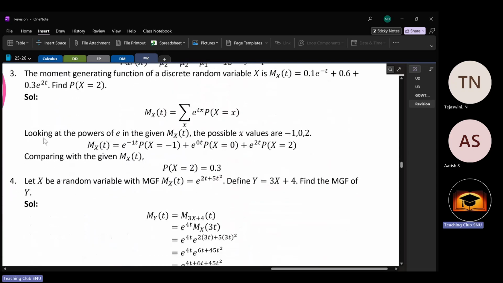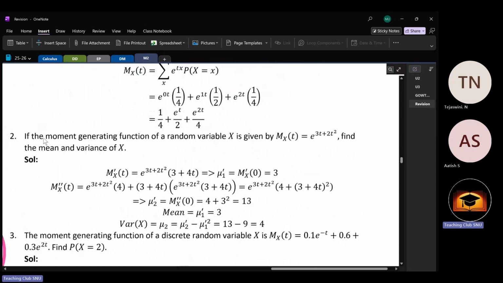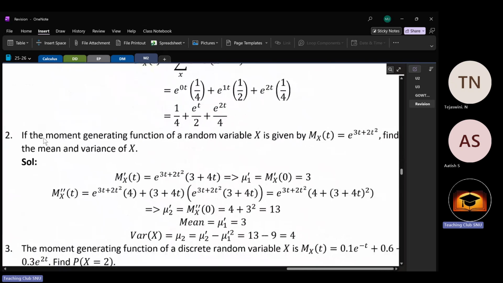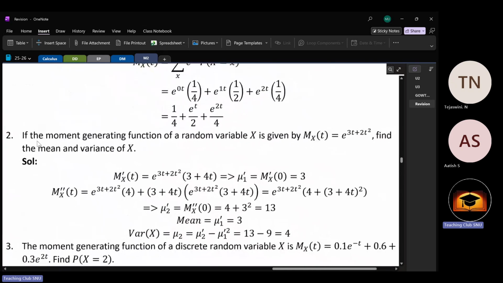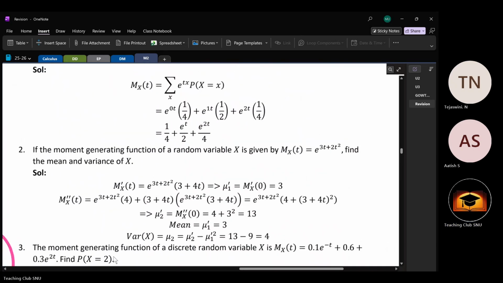MGF is given. This is a very nice question. Even I was not able to attempt it the first time. Very simple question actually. Mx of t is given. Find the value of P of x equal to 2. Mx of t is given. Find the value of P of x equal to 2.